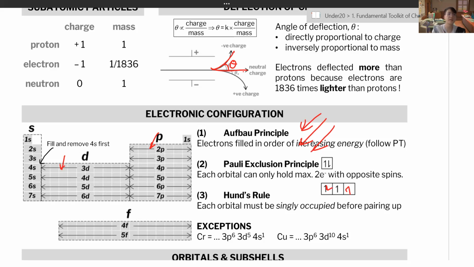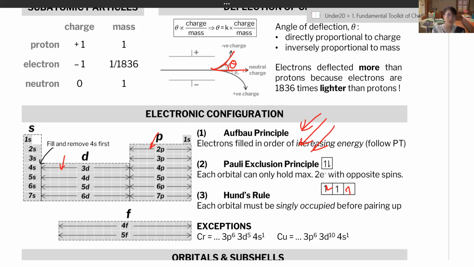Something I forgot to mention as well is about filling and removing the 4s first, right? So based on this periodic table method, you can see that you fill the 4s first and then the 3d. Why is this so? It's because the 3d subshell is actually at a higher energy level than the 4s when it is empty. And once it starts to get filled, it goes lower than the 4s.